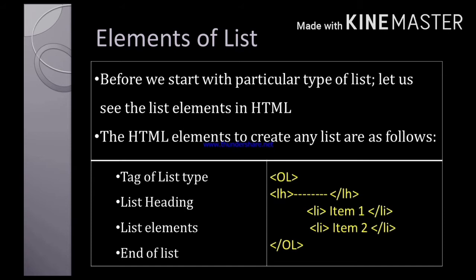So here you can see OL, that is my ordered list. Then LH is my list heading. LI are the list items. Now here we can put any number of list items. And finally end of the list, that is OL close.